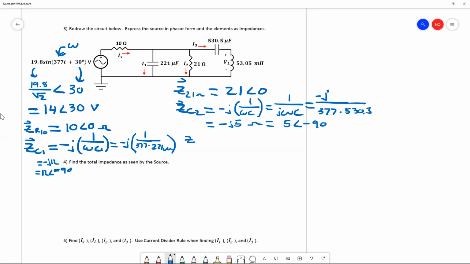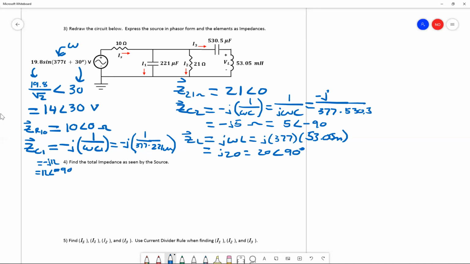Lastly, we have the load inductor, which is going to use the inductor impedance equation, J omega L. That's J at 377, 53.05 milli. And that gives us J 20, or 20 at an angle of 90. And that's how you solve for those.